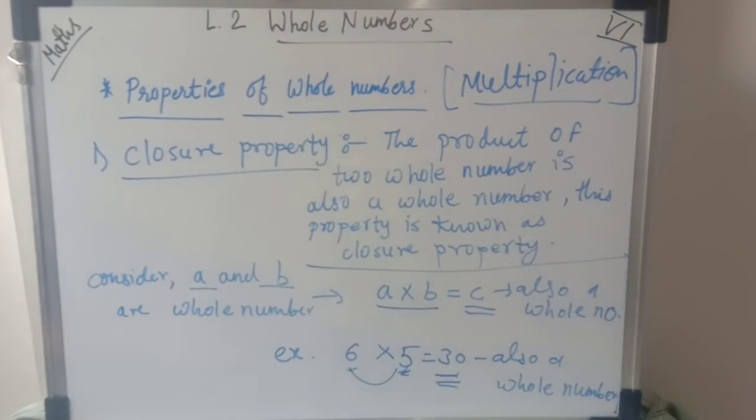Okay, there is a difference when you are adding and multiplying. The same property is there, but in addition we see the sum. When we are multiplying, we have to see the product. So here they are saying the product of any two whole numbers is also a whole number, and that is closure property. Let's see the second property for multiplication of whole numbers.